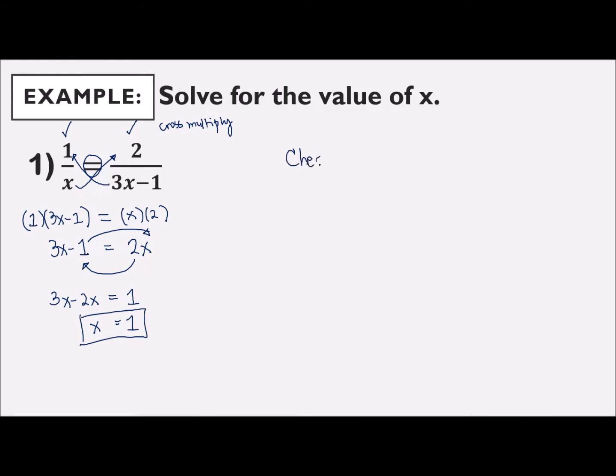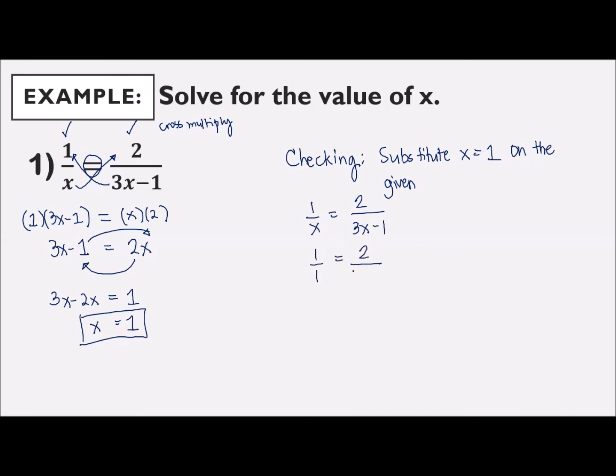So, kailangan din nating malaman kung tama ang ating sagot. Checking. So, substitute x is equal to 1 on the given. Okay? So, lagi tayong babalik dun sa given. Okay? So, magiging 1 over x is equal to 2 over 3x minus 1. Then, yung x palitan ng 1, magiging 1 over 1 is equal to 2 over 3 times 1 minus 1.